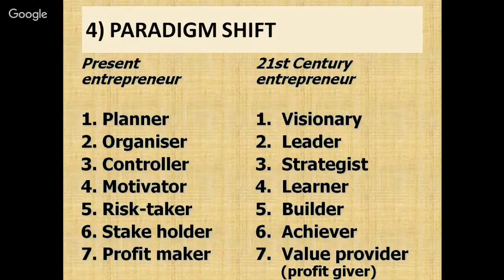Present entrepreneurs are planner, they are organizer, they are controller, they are motivator, they are risk taker, stakeholder and profit maker. But if we talk about the 21st century entrepreneur, they are visionary, they are leader, they lead by example, they are strategists, they make strategy, they are learner, they learn even from the persons who are younger in age to them. He may not be having a formal level of literacy, but he may be a wise person with experience. They learn from them. They are builder, they build teams, they build upon ideas. Then they are achiever, they are value provider, they are profit giver.